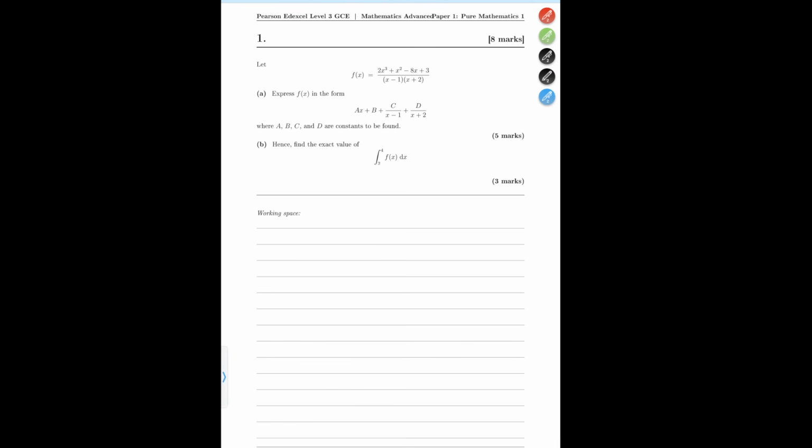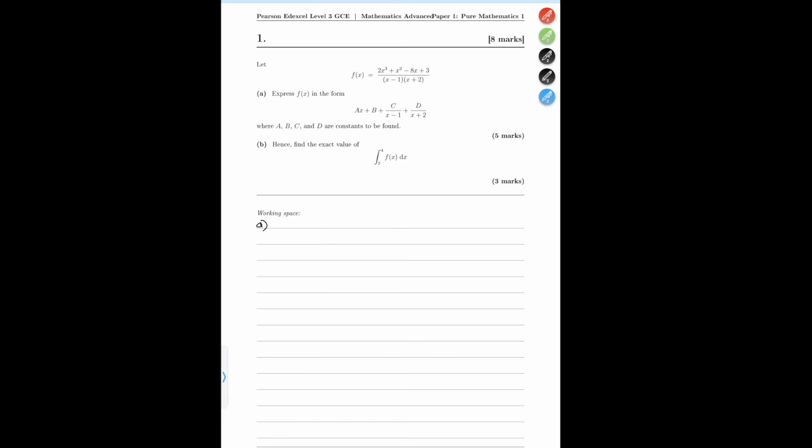Before we get started, I'm just going to stop on the question so you can attempt it, and then I'll show you how to work through the question afterwards. You can just pause it every time I go on to a new question, and then we can go through it together afterwards. So let's get started with question 1.